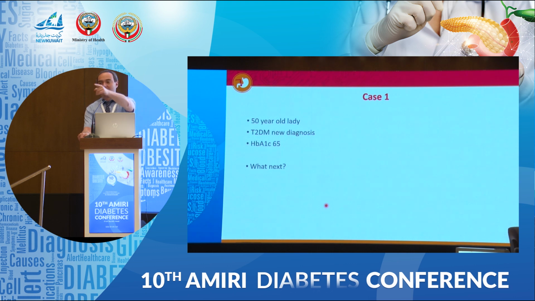Anyone else? Okay, so lifestyle with medications. Sorry, people cannot hear. Start with medications because her A1C level is high. It's 7.5. She's 50 and she's obese and she's recently diagnosed with type 2 diabetes. Yes, I would go with medications.